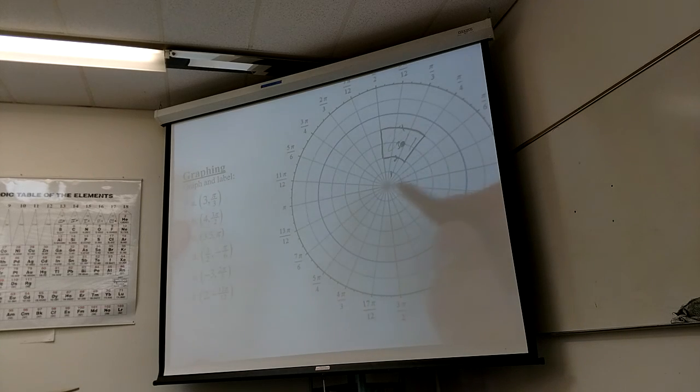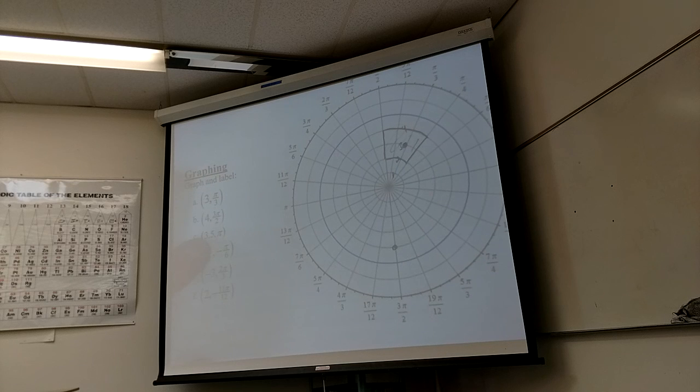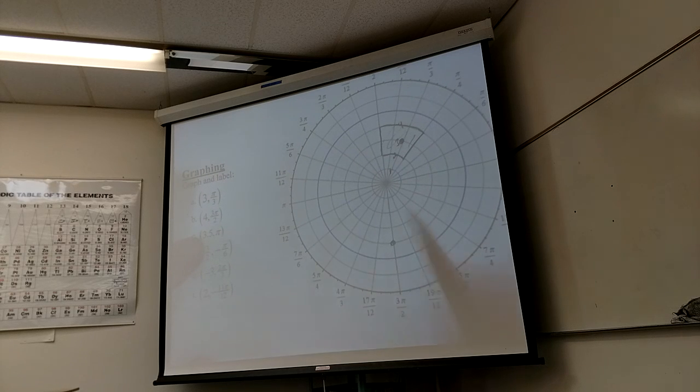So 4, 3 pi over 2. Look towards 3 pi over 2, and then walk out 4. 1, 2, 3, 4. So this one, look towards pi and then walk out 3.5. 1, 2, 3.5. Plop. I like it. So this is another situation where if you pick a good scale, that will help you a lot.